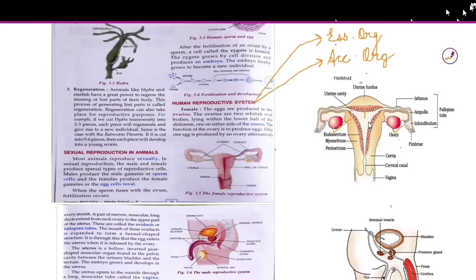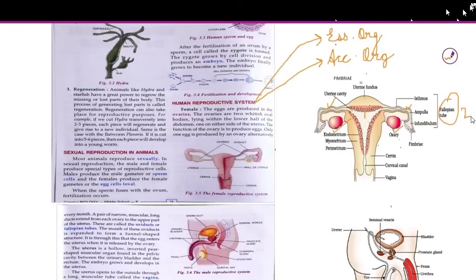The next accessory part of the female reproductive system is a pair of tube-like structures which are known as the fallopian tubes or the oviducts. Again, one on each side, one on the left and the other on the right side. Further, the fallopian tube is divided into 3 parts, children. These parts I will teach you in a later part of the class. For the time being, first accessory part, uterus. Second accessory part, a pair of fallopian tubes.